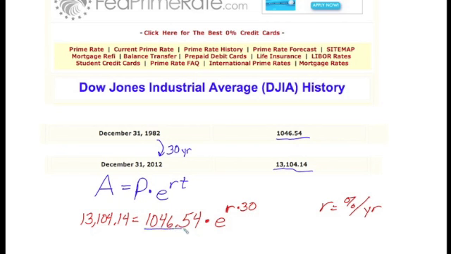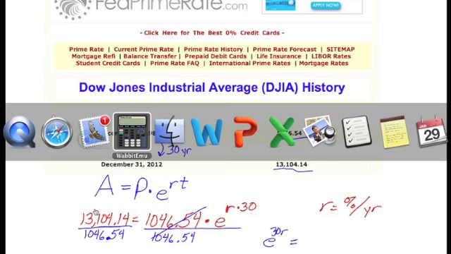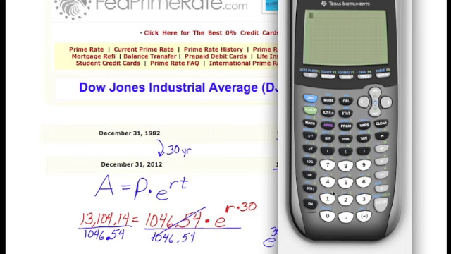Okay? So now I want to solve this. Well, one thing I can do to start things off is divide both sides by this 1,046.54. Which leaves us with just the exponential part, e to the 30r equals whatever this number is, and our calculator will tell us that. The calculator says 13,104.14 divided by 1,046.54 is 12.52, etc., etc. I'm going to store that number here because we want to remember what it is. I'll just call it A. So A is this fraction.